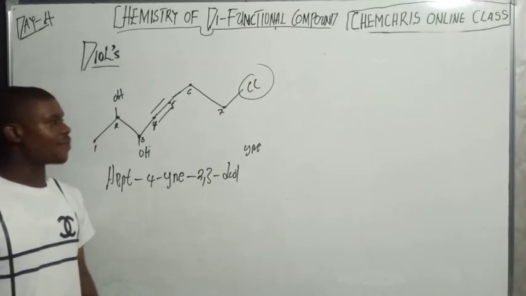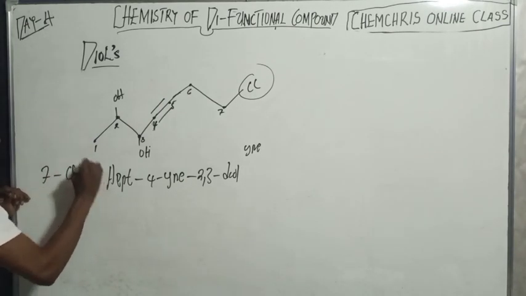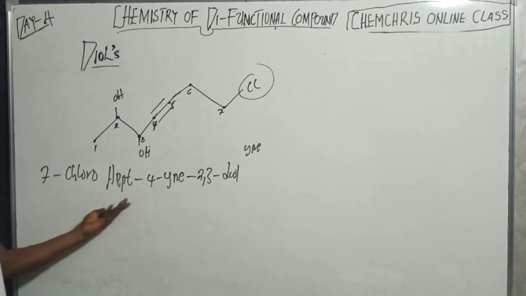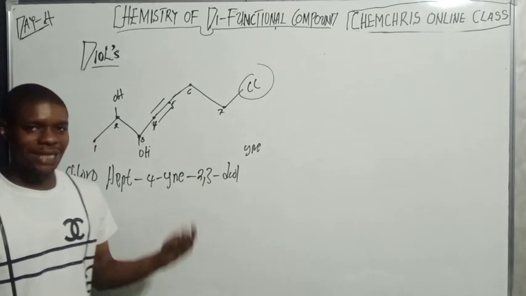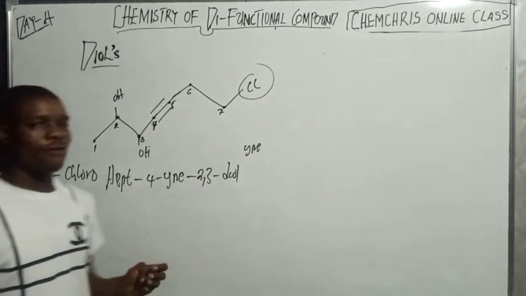I count about 7, I have a chlorine. So it's going to be 7-chloro. It's okay. 7-chlorohept-4-yne-2,3-diol. So that is it for the nomenclature of the diol.